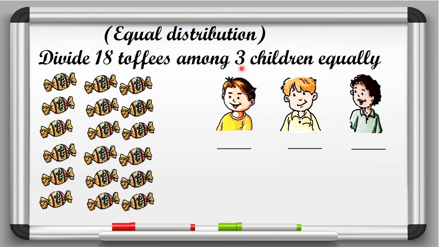So here we have to speak the table of 3 and find out on which number 18 comes in the table of 3. So let's start speaking table of 3. 3 ones are 3, 3 twos are 6, 3 threes are 9, 3 fours are 12, 3 fives are 15, 3 sixes are 18. So here when we divide 18 by 3, we get 6. So each child will get 6 toffees. So here we will write 6, 6 and 6.